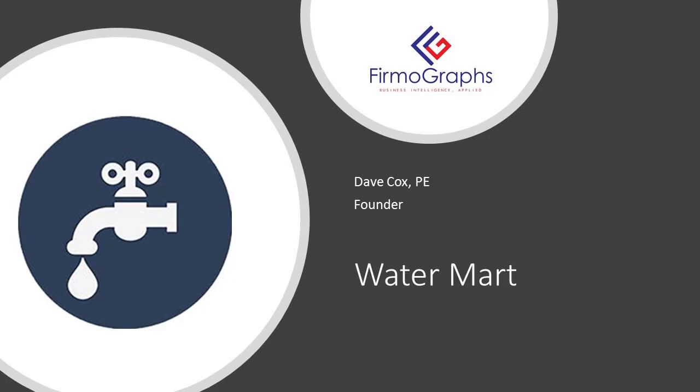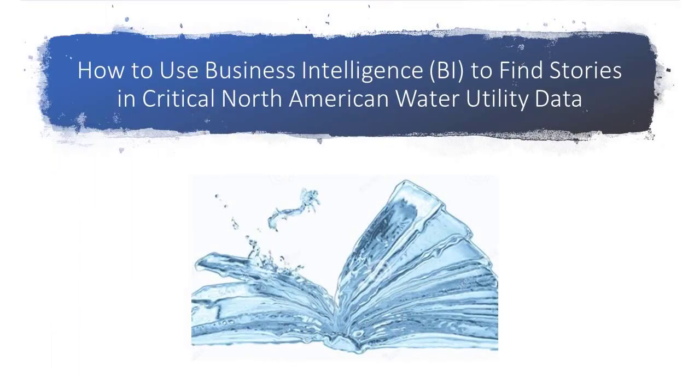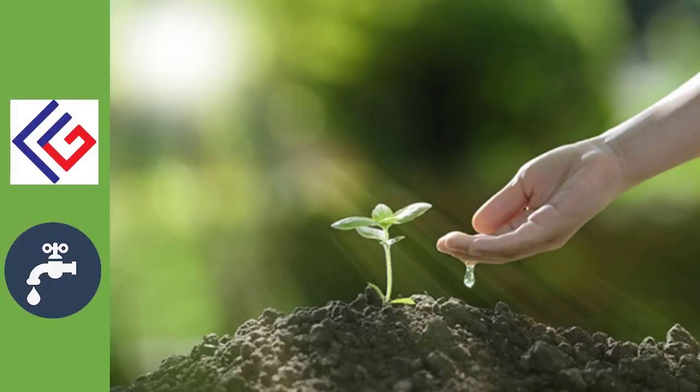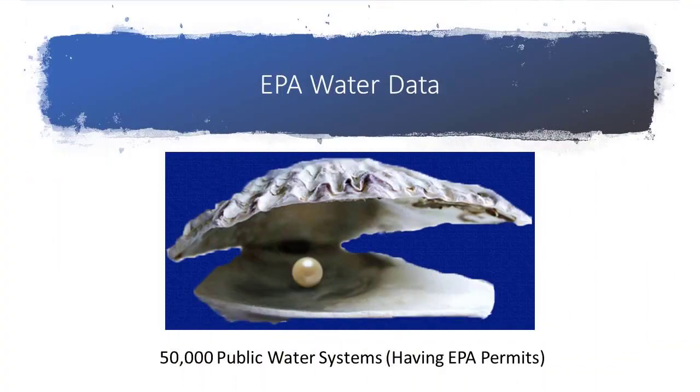We have an exciting demonstration to share today on how to use business intelligence, or BI, to find stories in critical North American water utility data. Our Water Mart is a labor of love. Let me stress the labor. We start with a bit of EPA data, like a grain of sand in an oyster.